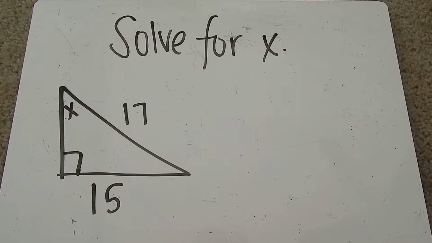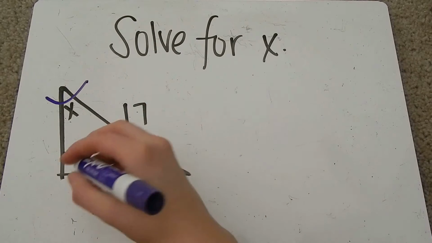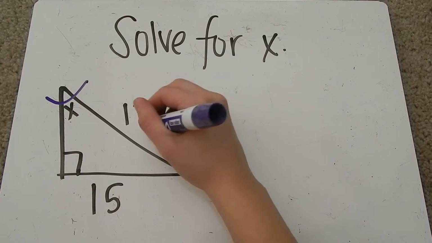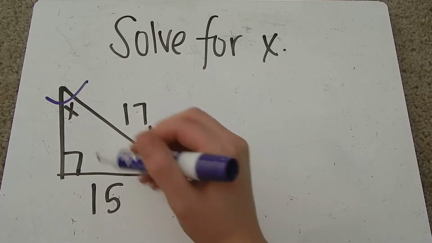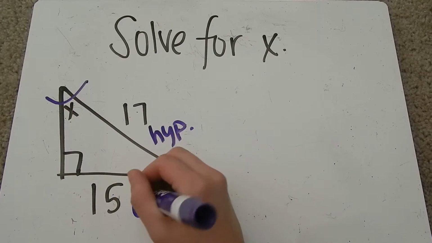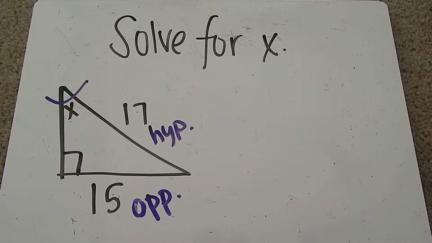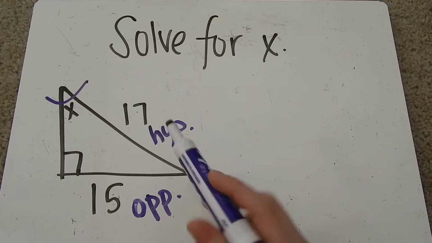Here it wants us to solve for x. So we're going to start it off the same way we start off every problem involving trig. We're looking at angle x. Let's go ahead and label our sides. The side across from the 90-degree angle is always the hypotenuse. I'm looking at angle x, so 15 is going to be the opposite side because it's opposite. And I don't really care about the third side because it doesn't ask me for it, so I don't even need to label it. So now I can see I have opposite and hypotenuse. The trig function for that is sine.